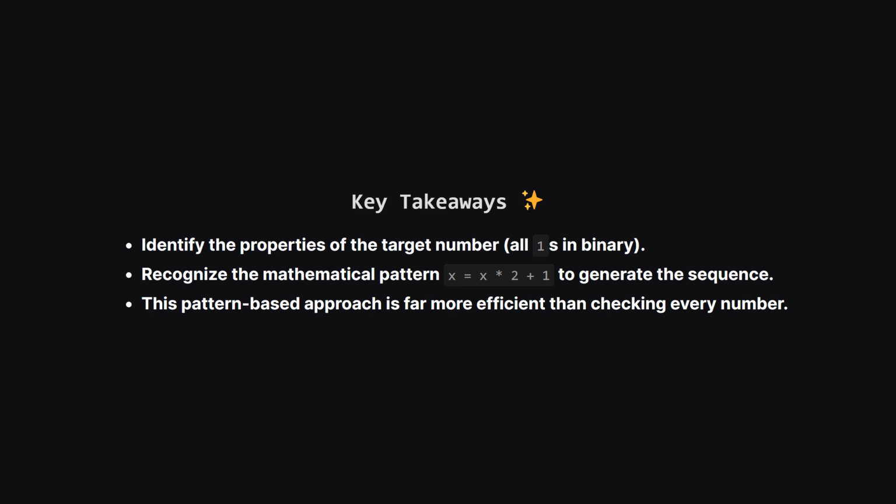So let's wrap it up. The key to this problem was first understanding what a number with all set bits really means. Once we listed a few of them out, we could spot that simple mathematical pattern: multiply by 2, and add 1. Using this pattern, we built a really simple and efficient solution that jumps directly from one valid number to the next, instead of slowly checking every single integer.